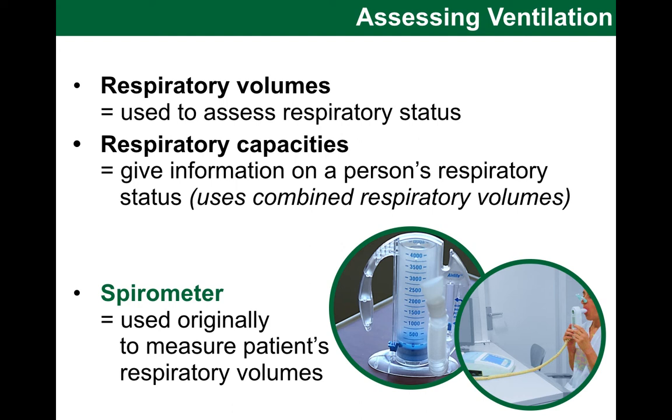And we can determine respiratory capacities by combining respiratory volumes. These capacities tell us more information about the patient's respiratory status. For example, rather unsurprisingly, the respiratory volumes and capacities would be typically abnormal in patients with pulmonary disorders.